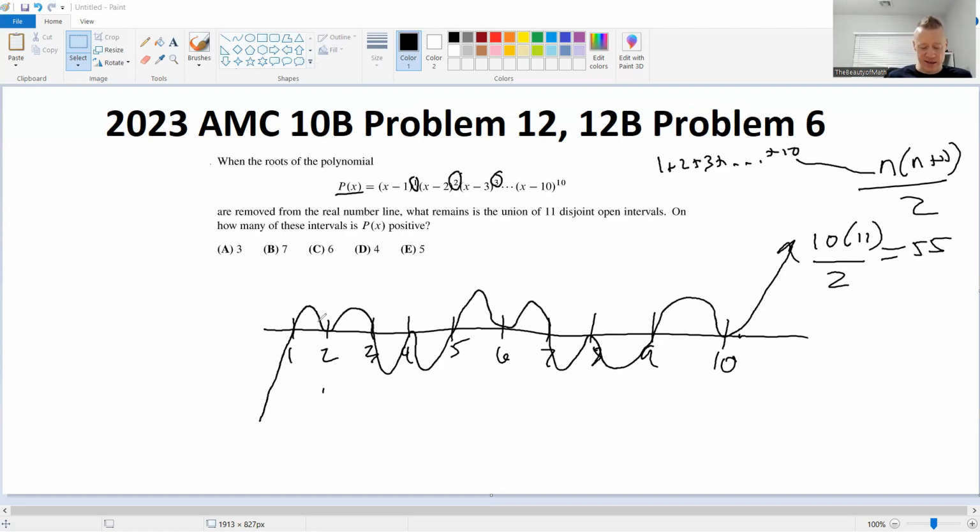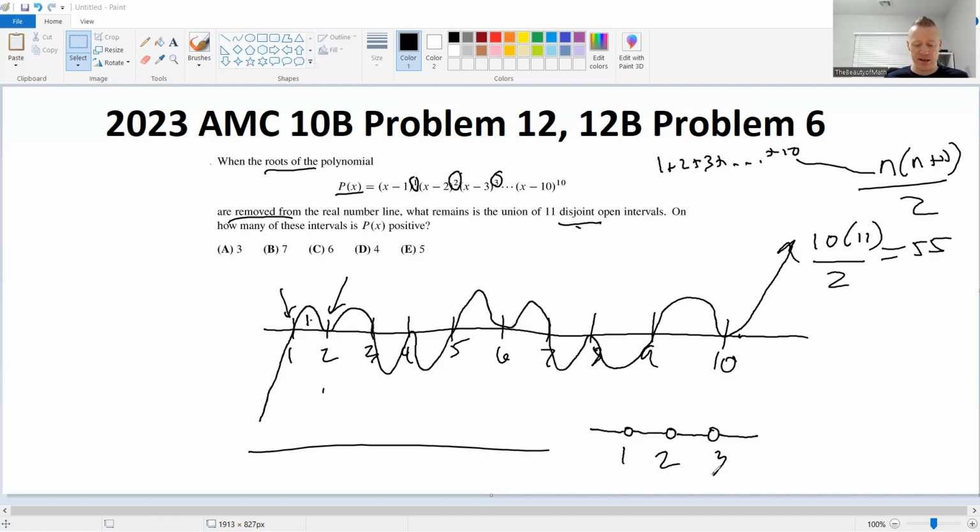And so you get this one right here is above. What is the meaning of disjoint open intervals? They're not connected. They're open intervals because we don't include 1 and we don't include 2. Because why? You're removing the roots. They're removed from the real number line. And so you're going to get these kinds of values. If you want to look at it as, okay, you have an open dot at 1, open dot at 2, open dot at 3, and so on. So 1, 2, 3, and so on.